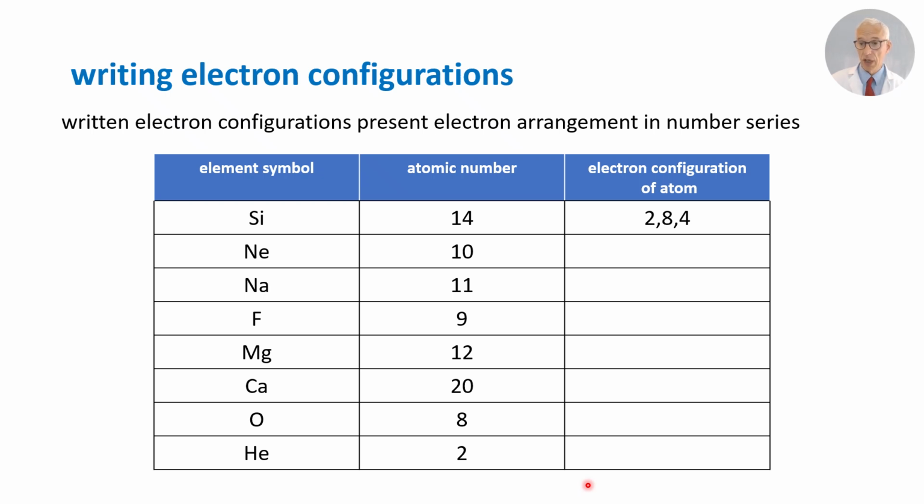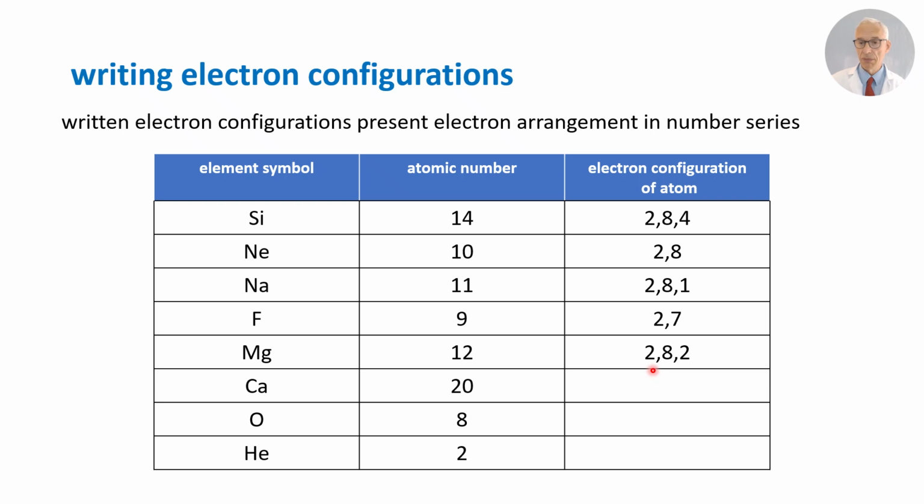Okay, so I hope you've done that. It's best to complete the tasks if you've any doubt in your own mind. 2, 8 for neon. 2 in the first, 8 in the second. It's got a full outer shell. 2, 8, 1 for sodium. 2, 7 for fluorine. These are atoms we've met as shell diagrams previously.